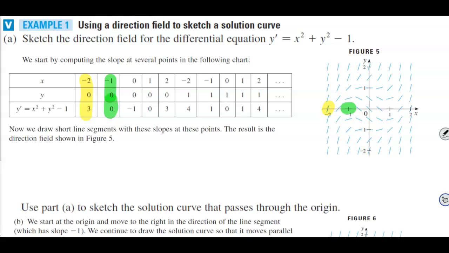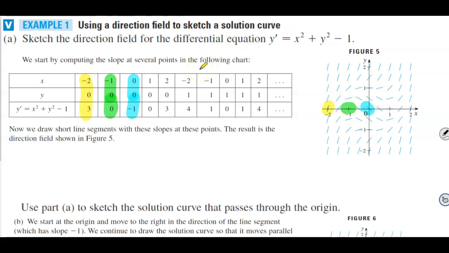Let's continue to do that for another point. Let's take a look at the value 0, 0. So when x is 0, y is 0. If we plug 0 into the derivative function, we're left with -1. So at the point 0, 0, we should have a -1 slope. If you take a look at the origin, you have a line segment that has a slope of -1.